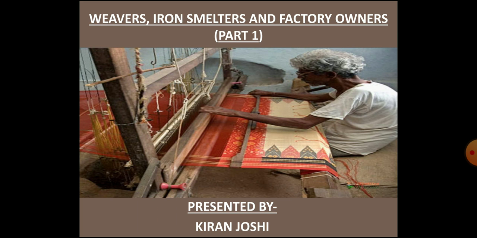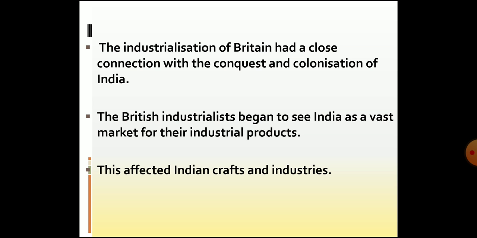This is the first video of Class 8 History, Chapter Weavers, Iron Smelters and Factory Owners. Children, you have learnt in the earlier chapters that the British East India Company's interest in trade led to the occupation of territory, that the company was buying goods in India and exporting them to England and Europe for making profit, and that with the industrialization, British industrialists began to see India as a big market for their industrial products.